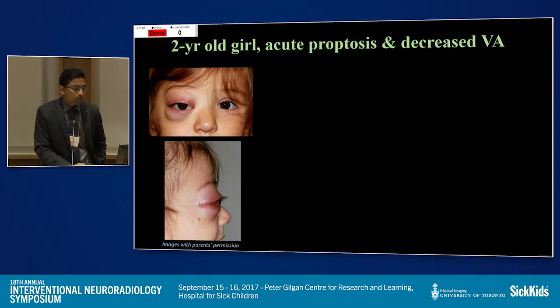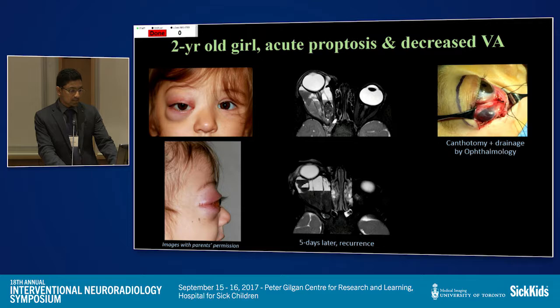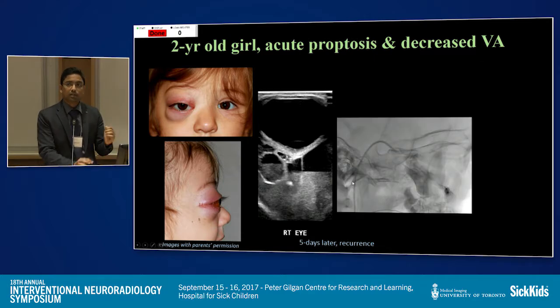This 2-year-old girl came with acute proptosis and decreased vision from acute hemorrhage into an intraconal lymphatic malformation. The surgeons, the ophthalmologists, initially did a canthotomy and release, and attempted to drain some of these collections of blood. 5 days later, she comes back, even larger expansion, more proptosis. You can see the stretching of the optic nerve has increased. So we put drains in under ultrasound guidance.